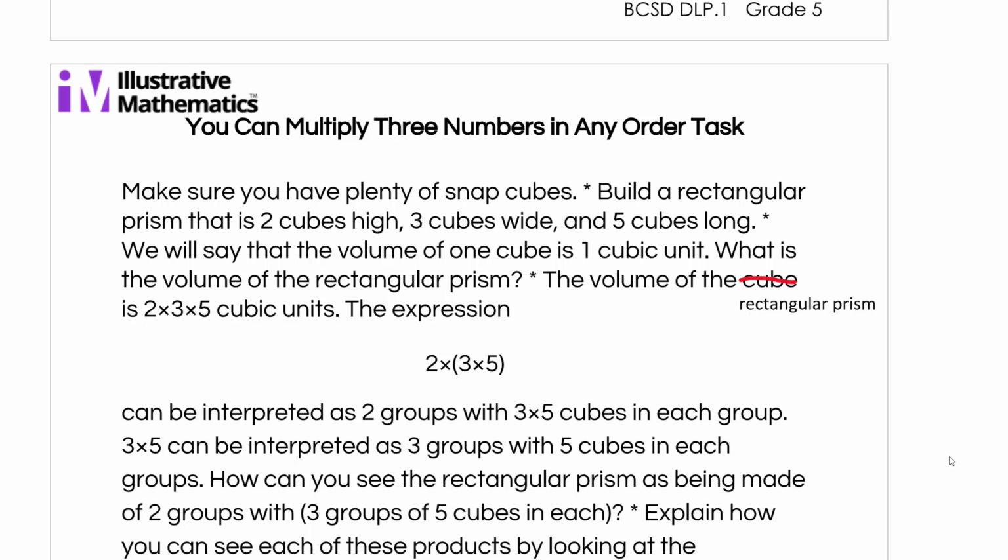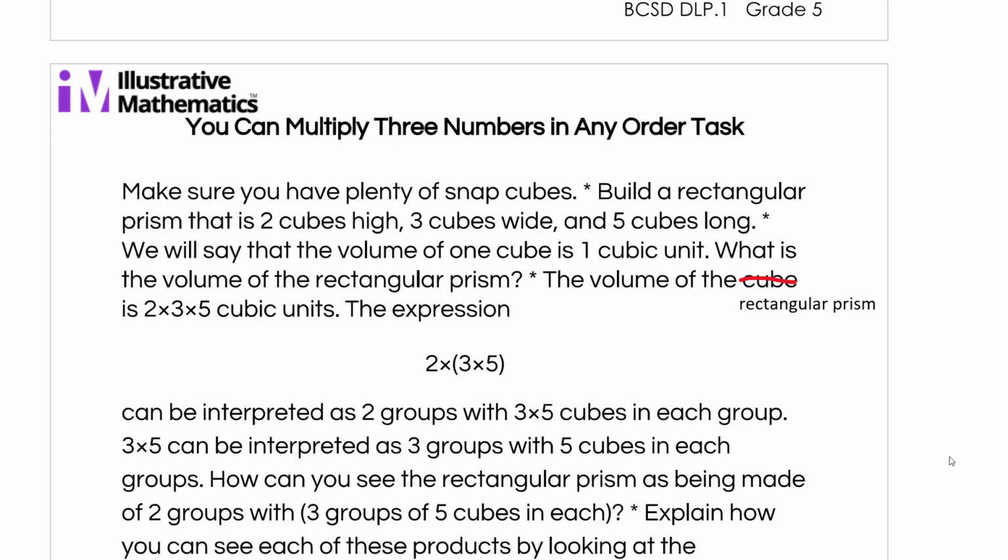We're sick of boring. Okay, so you can multiply 3 numbers in any order. This task comes from Illustrative Mathematics. Yeah, we know how to do that. Make sure you have plenty of snap cubes. Well, we don't have snap cubes, but Mr. Schmidt has something awesome, and we are going to download it onto Google Classroom. We'll put the link there, so you can bring it up and do it, or you can do it here. So we'll make it work.